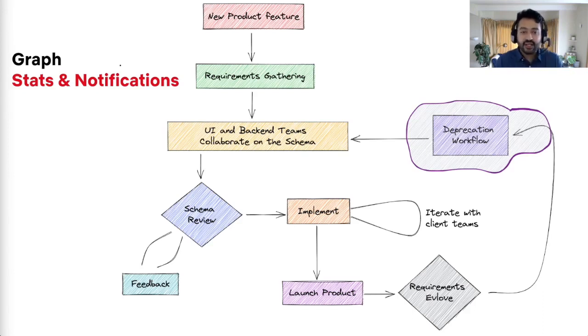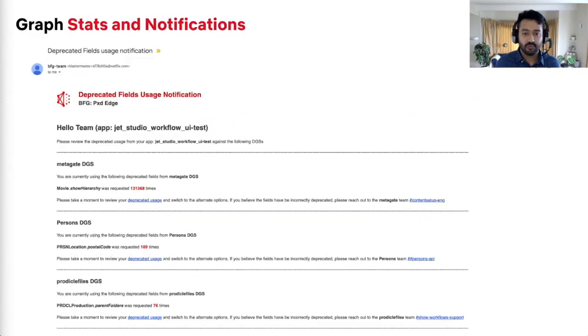And lastly, API design is not a perfect process. We'll make mistakes, requirements evolve, and to power the deprecation workflow, we created graph stats and notifications. We count how many times deprecated fields are used and send an email notification to the client teams who are using deprecated fields. The stats can be leveraged by many tools also. For example, Graph Doctor uses the stats to make sure that people are not making breaking changes.